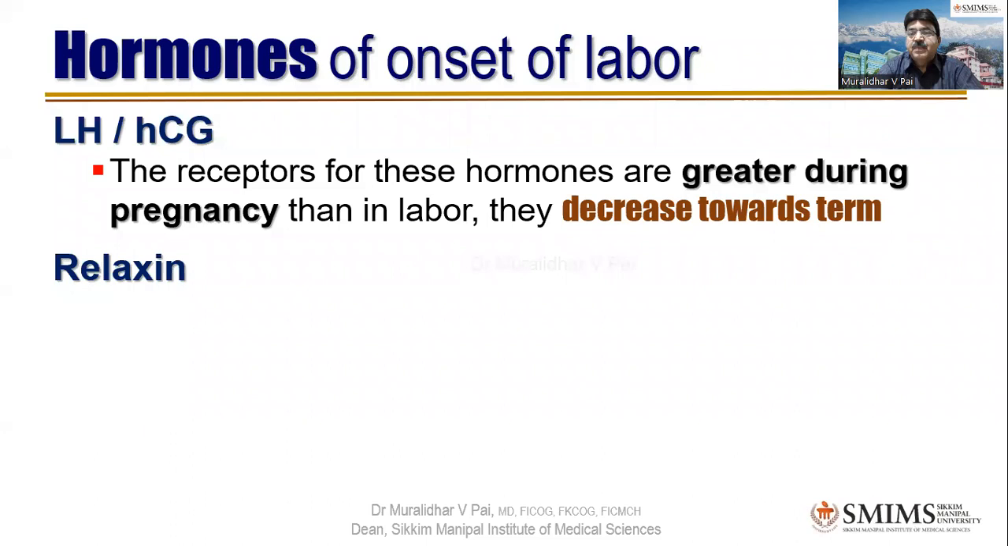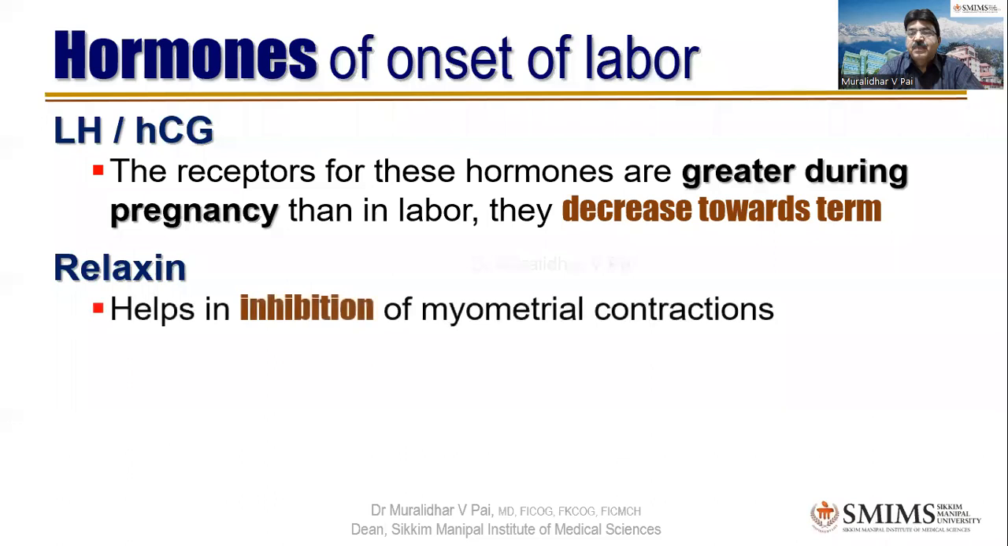Again, the word relaxin suggests that the uterus is going to relax with this. Then how do they help? Again, the same way. It helps in inhibition of myometrial contractions. So when its role goes down, the contractions will take the upper hand. So relaxin should go down during labor.